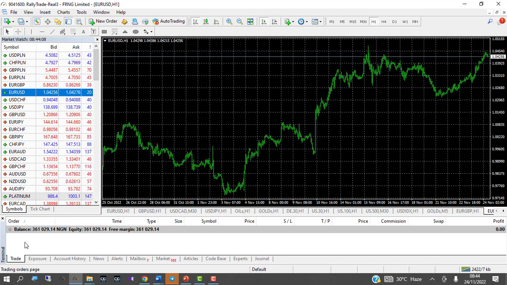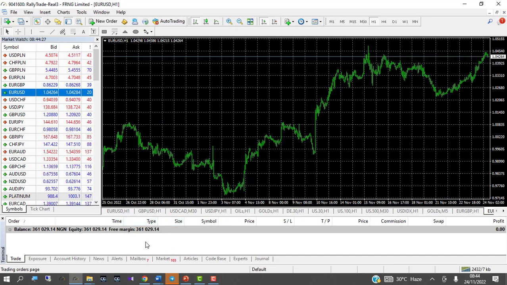Now this is the chart area. Then of course this bottom part is called the terminal. So this terminal has different tabs like trade, exposure, account history, all of that. Now the trade tab is where you're going to see your balance, your equity, and your free margin.